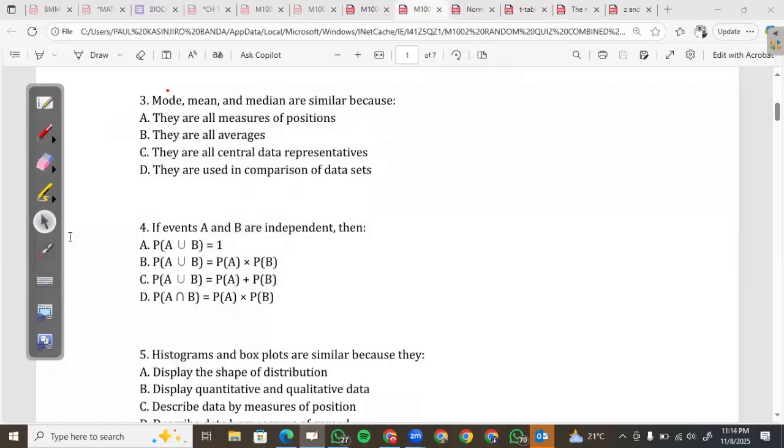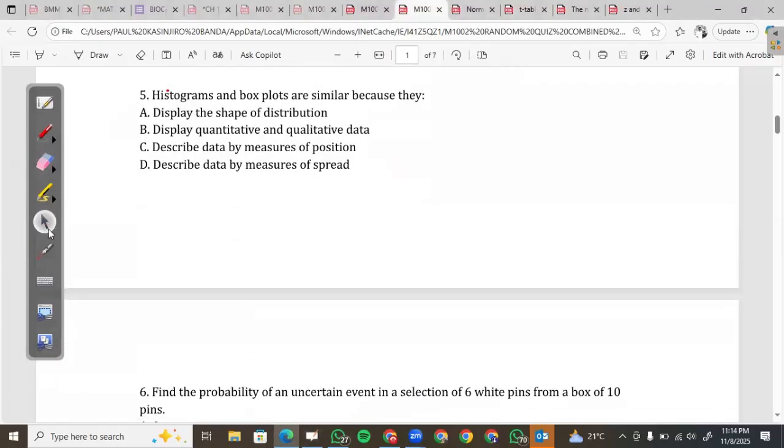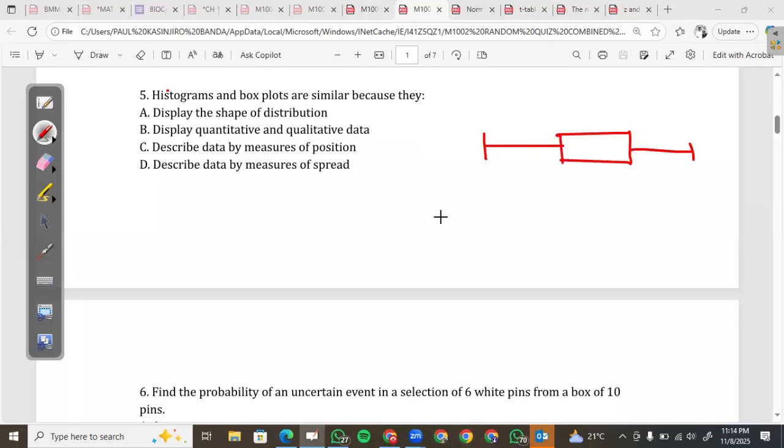So guys, if you have any question, please just ask. And then 5, we're saying histograms and box plots are similar because they... So maybe let's draw this thing. The box plot will be this guy here, and then the histogram will be something like this.